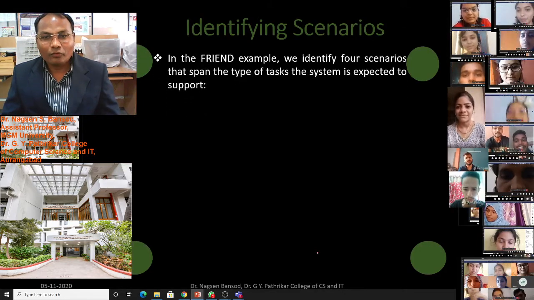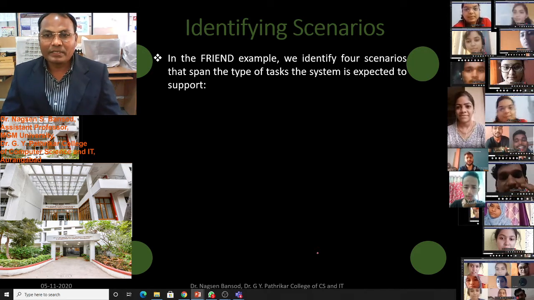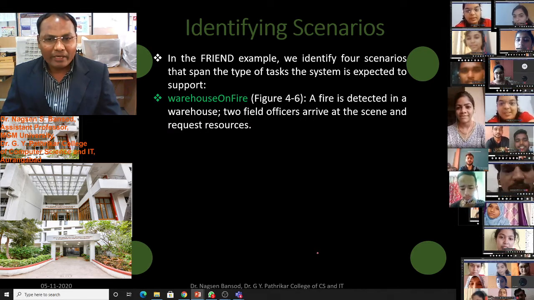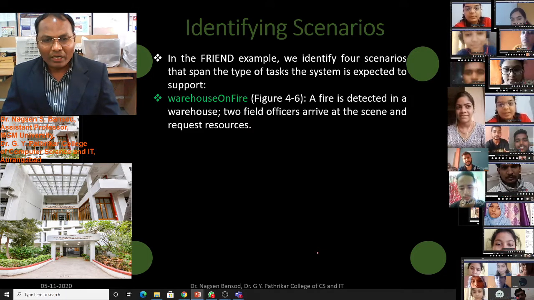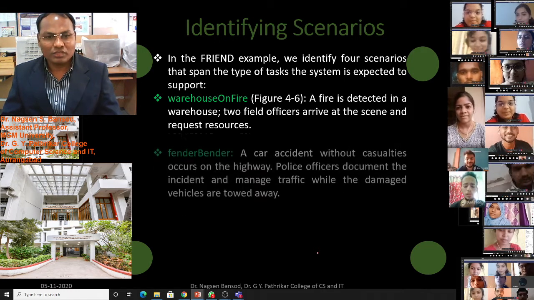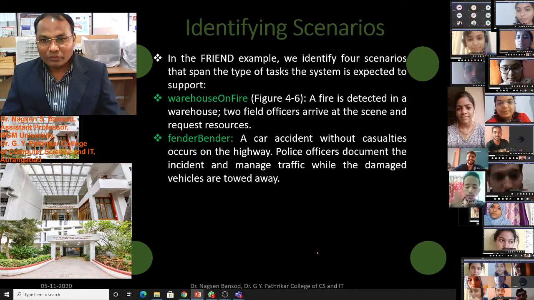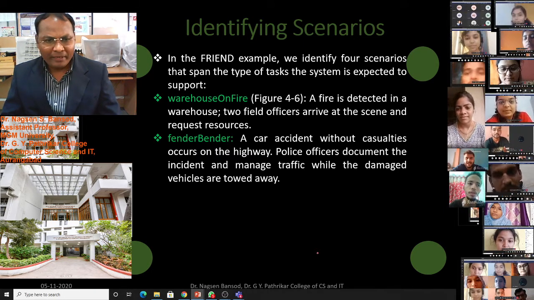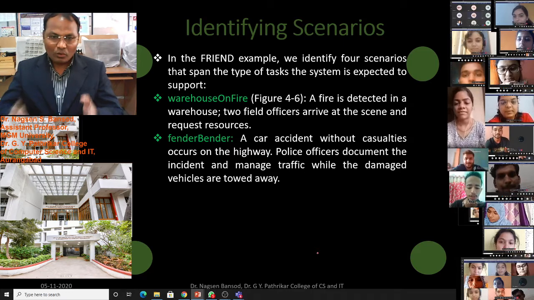In the FRIEND example, we identified four scenarios that span the type of tasks the system is expected to support. Warehouse on fire, figure 4.6: a fire is detected in a warehouse. Two field officers arrive at the scene and request resources. Fender bender: a car accident without casualties occurred on the highway. Police officers document the incident and manage the traffic while the damaged vehicles are towed away.